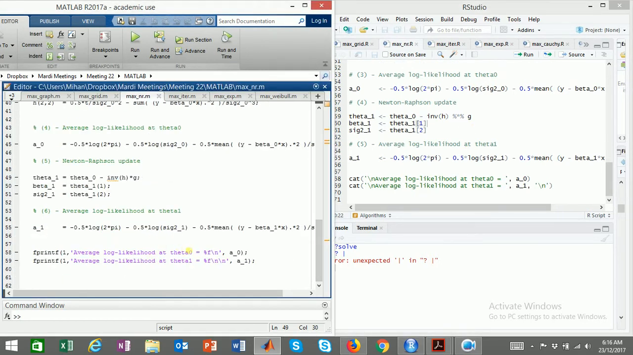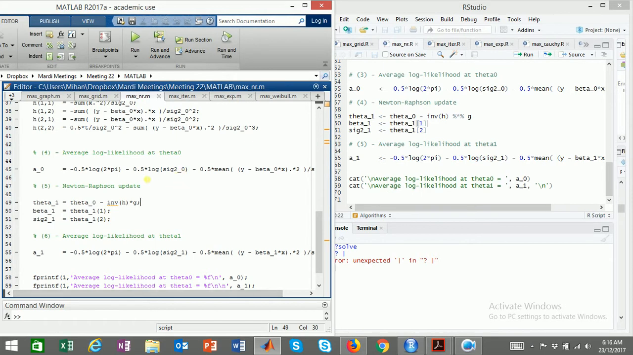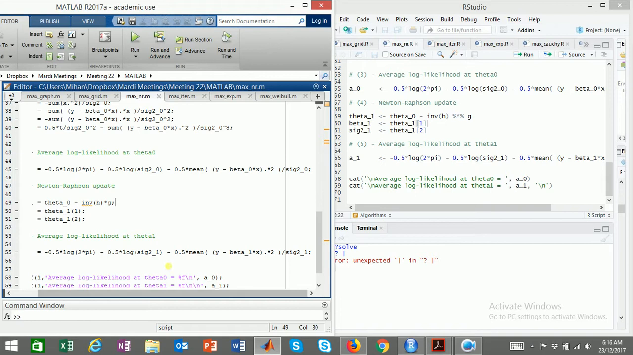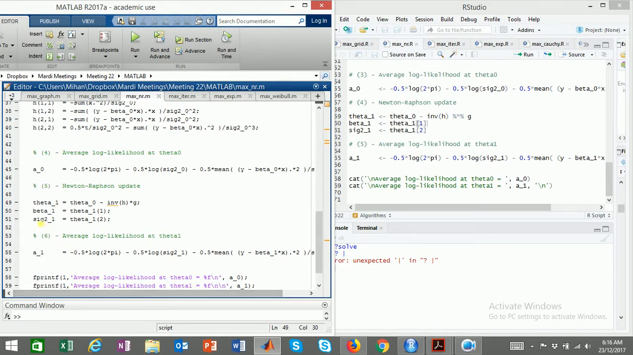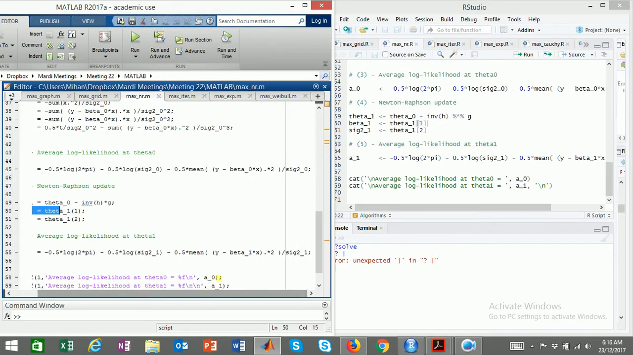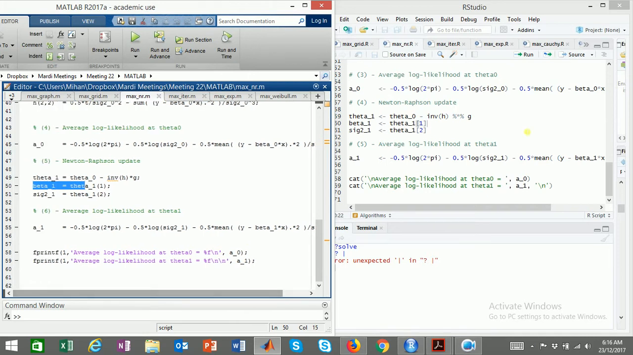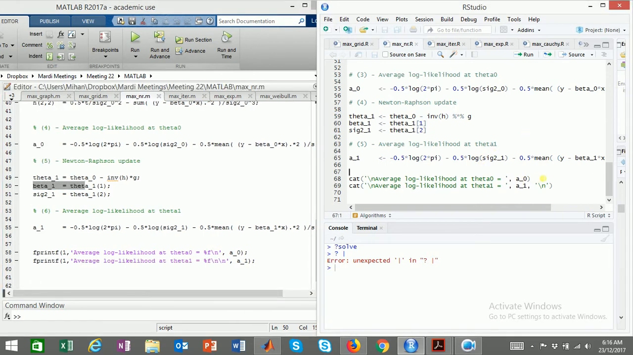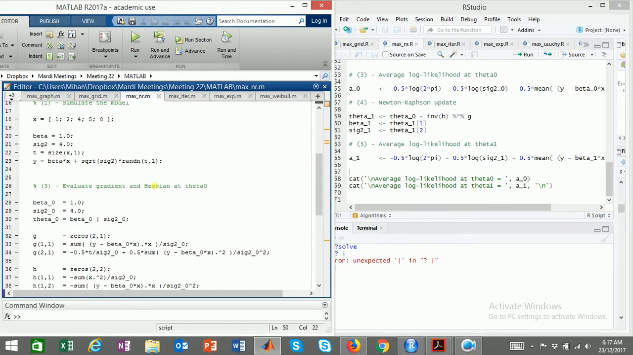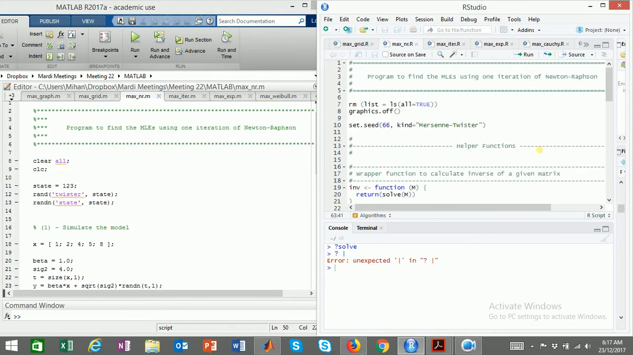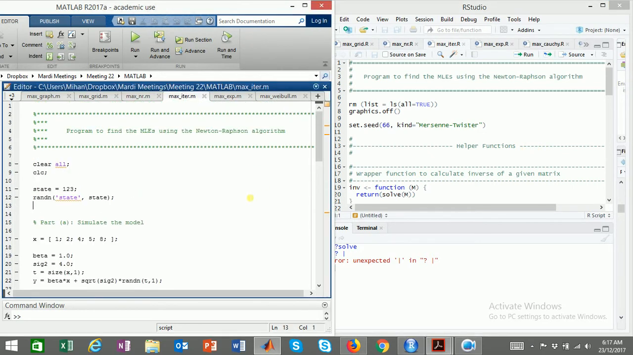Again, average log likelihood at theta 1, so this is theta naught. Log likelihood at theta 1, is there any change? Yes, there is a change, because we have sigma square 1 and beta 1. We have passed both beta 1 and sigma square 1 instead of beta 2 and sigma square 2, and then we just print that. A very simple, easy, and very interesting updating scheme without any function iterations. Great.